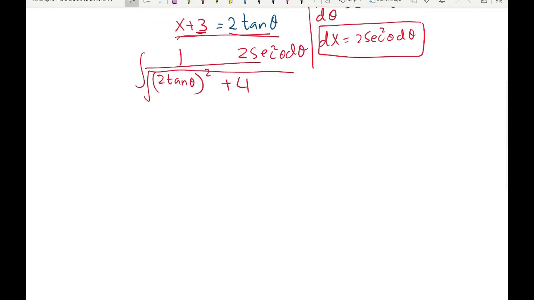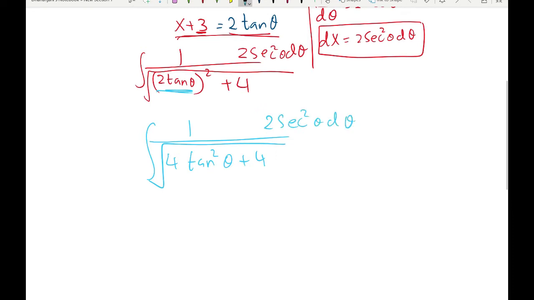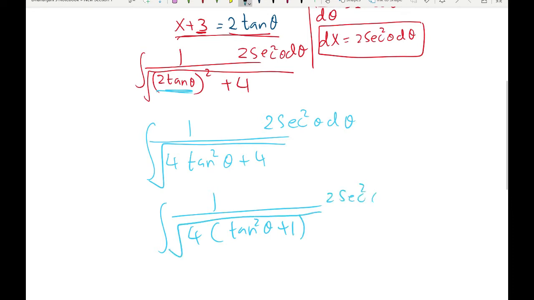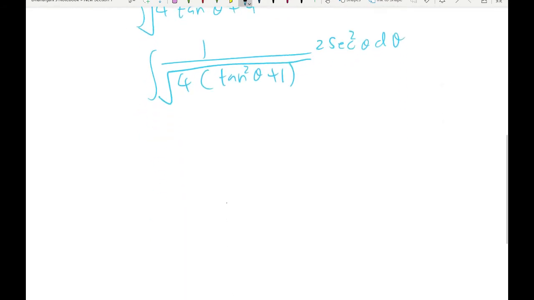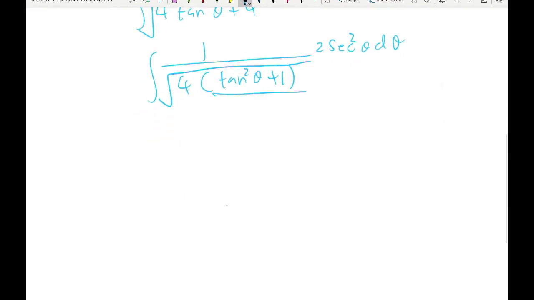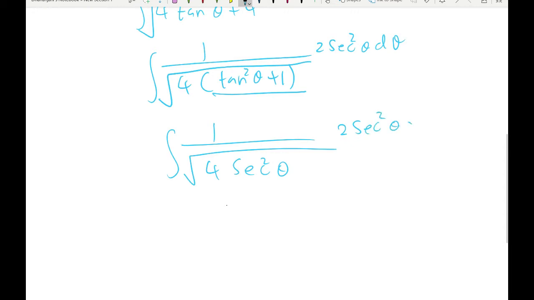Alright, now let's simplify this square root. So if I square this, it is going to be 4 tangent square theta plus 4, square root, 2 secant square theta d theta. Now we can factor 4 inside the square root, right? So it's going to be tangent square theta plus 1, square root of the whole thing. 2 secant square theta d theta does not change here. Now tangent square theta plus 1 is what? Secant square theta from the Pythagorean identity. So square root of 4 secant square theta. Now 2 secant square theta d theta.